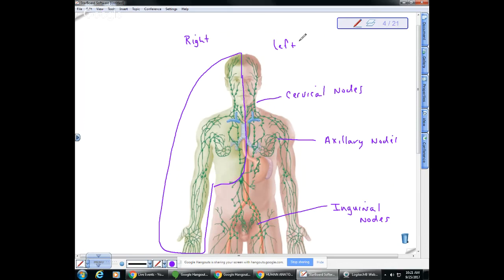Okay, so you'll notice that the right part just drains the head, the neck region, and then the right arm. So all of the lymph that is coming from your legs actually goes to the left side of the body. And so this would be where it re-enters. So this is your internal jugular vein.